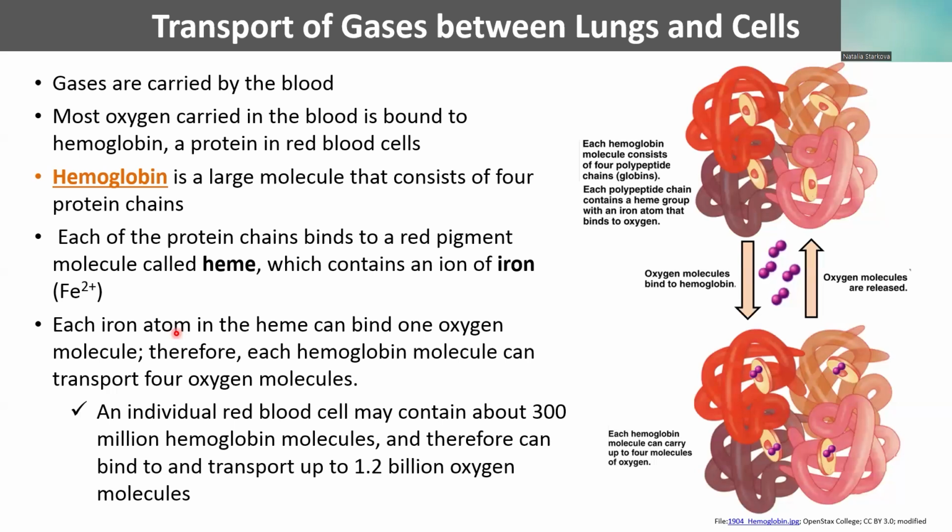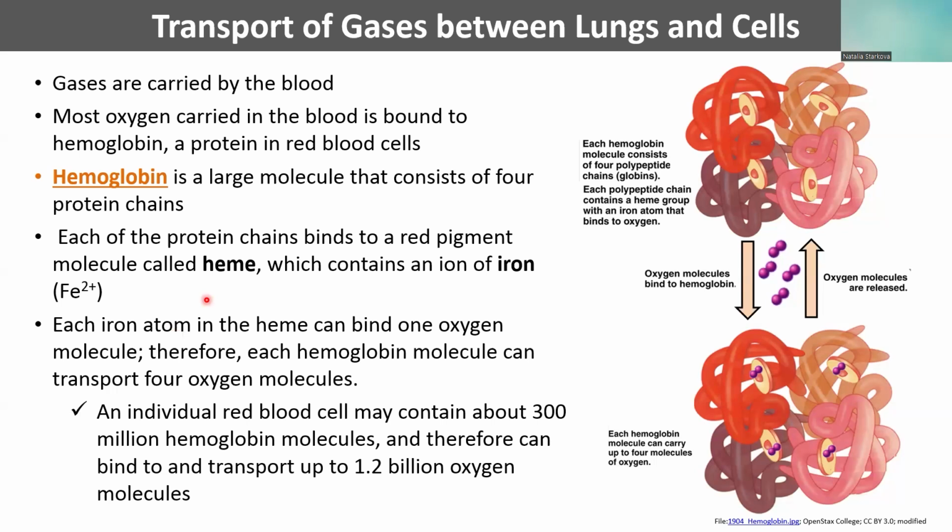How do the gases travel in the blood? And it's different for oxygen and carbon dioxide. Most of oxygen gets bound to a special protein that's called hemoglobin.